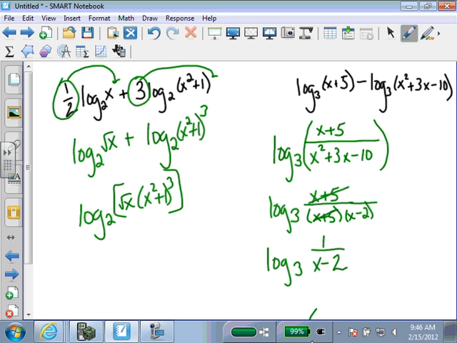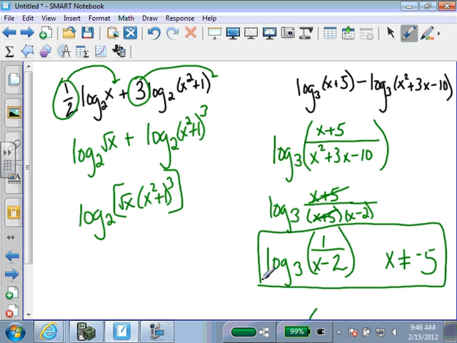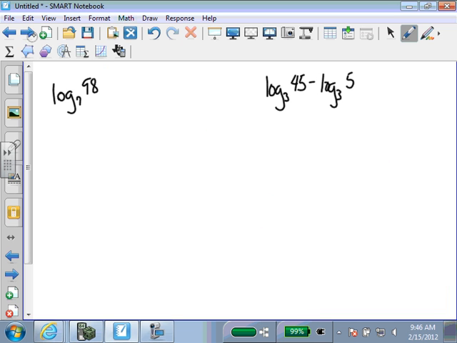And for those of you who are processing restrictions, x cannot be negative 5. Okay? X probably couldn't be negative 5 anyway, because it's not in the domain of the log that we have. We actually have a very restricted domain here.